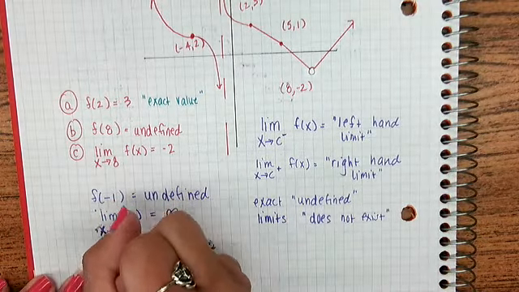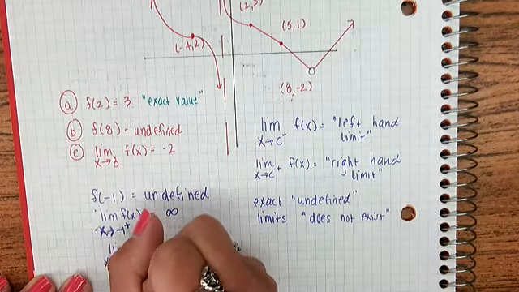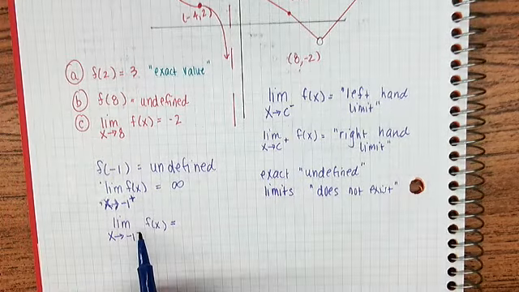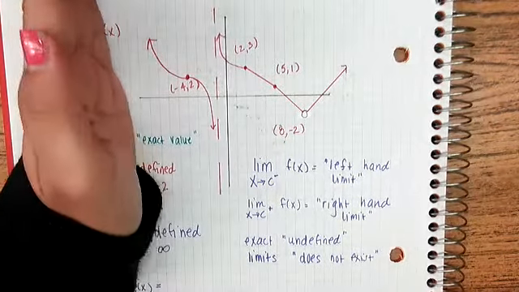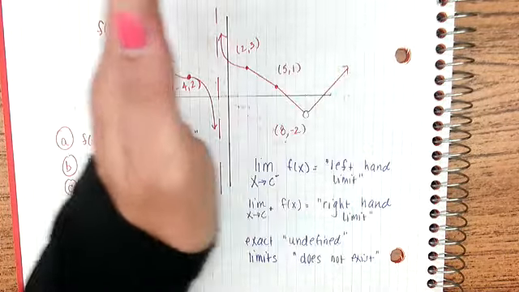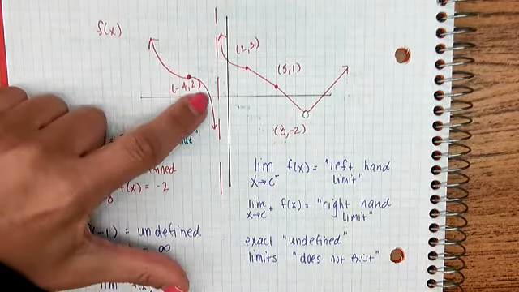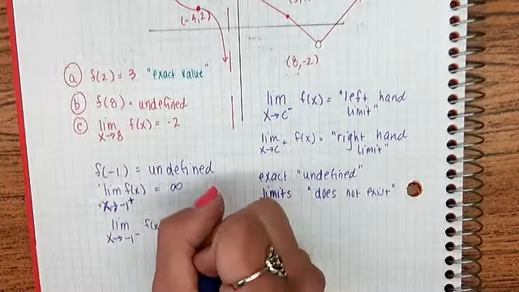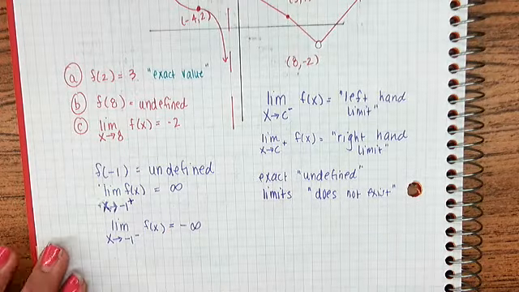The limit as x approaches -1 from the left. So -1, and then the superscript is negative, so from the left. So I'm coming from the left-hand side across. So what's happening to y? As I'm getting closer and closer to -1, y is getting down, y is approaching negative infinity. Okay.